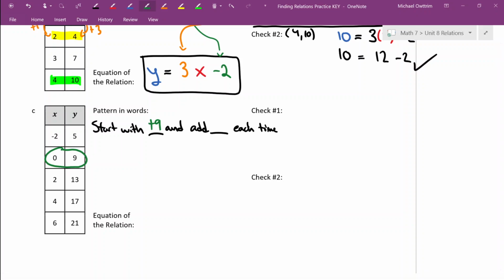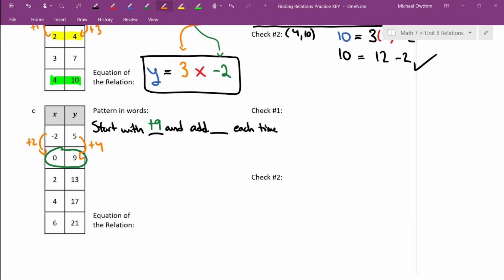Now let's look at the changes in our table. So we know that when we go up by 2 in our x, our y is going up by 4. So you might be tempted to say you're adding 4 each time. And I mean, you are adding 4, but it's not each time, it's each 2 times. X is changing by 2 this time, not 1. So we don't want to say add 4 each time because that's every 2 x's, not every 1 x.